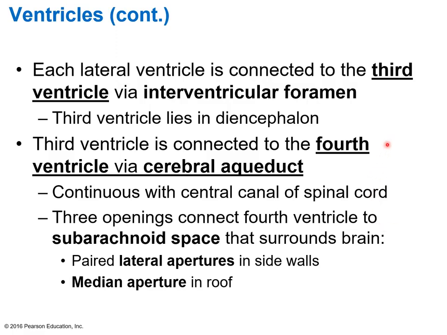Now, the lateral ventricles are connected to that third ventricle by the interventricular foramen. Where is this third ventricle? It's in the diencephalon. And then the third ventricle is connected to the fourth by the cerebral aqueduct. The cerebral aqueduct becomes continuous with the central canal in the spinal cord. There are some openings that do connect that fourth ventricle to the subarachnoid space that's surrounding the brain.